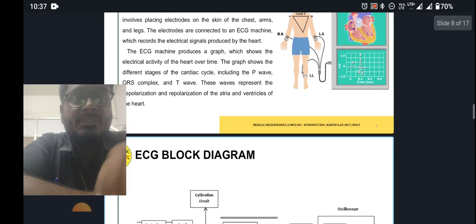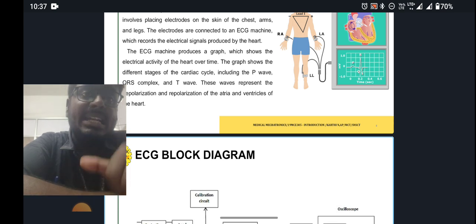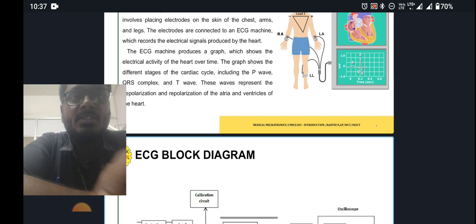The graph shows different stages of the cardiac cycle, including the P wave, QRS complex wave and T wave. These waves represent the depolarization and repolarization of the atria and ventricles of the heart.